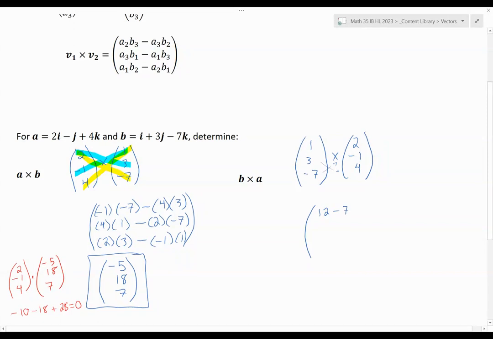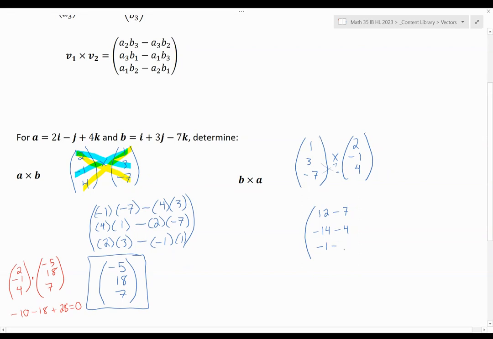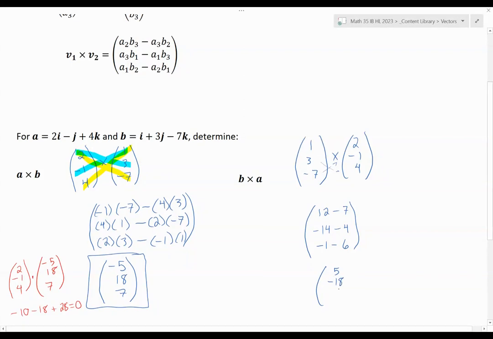And when I'm doing the second component, I go negative 7 times 2, which is negative 14, and 1 times 4, so negative 14 minus 4. And for the third component, 1 times negative 1 minus 3 times 2. So we end up in this case with 5, negative 18, negative 7. So not the same vector.